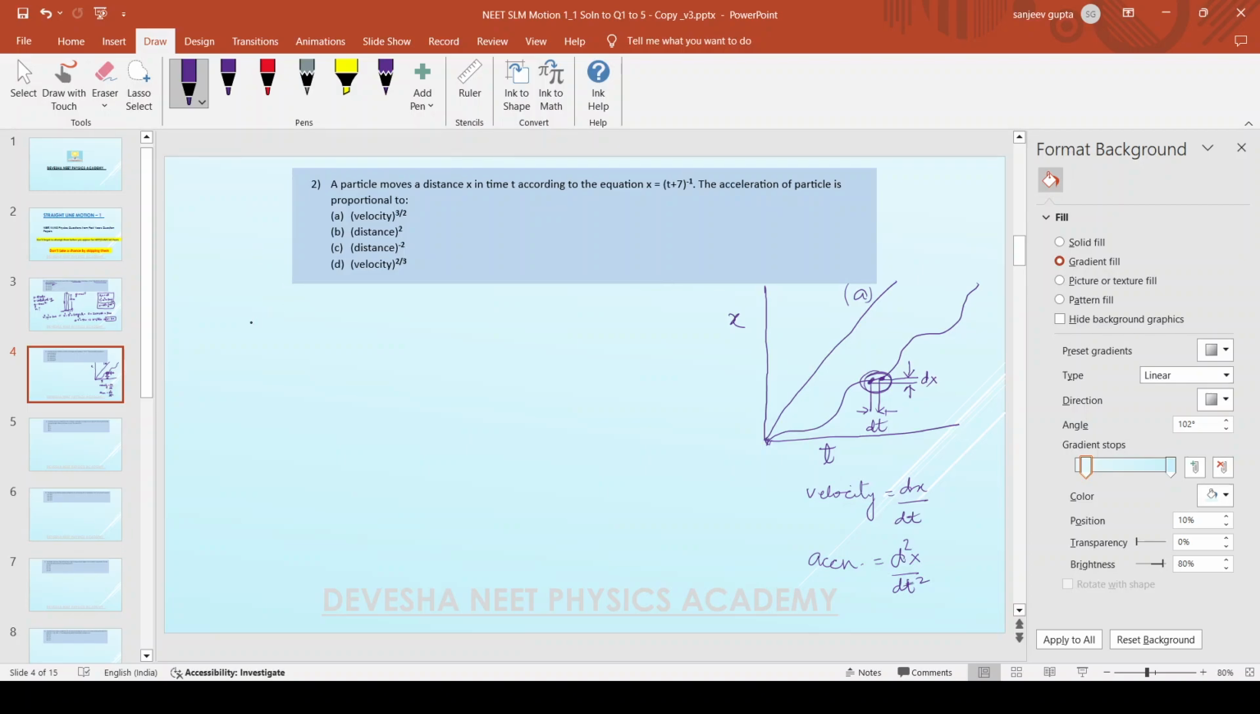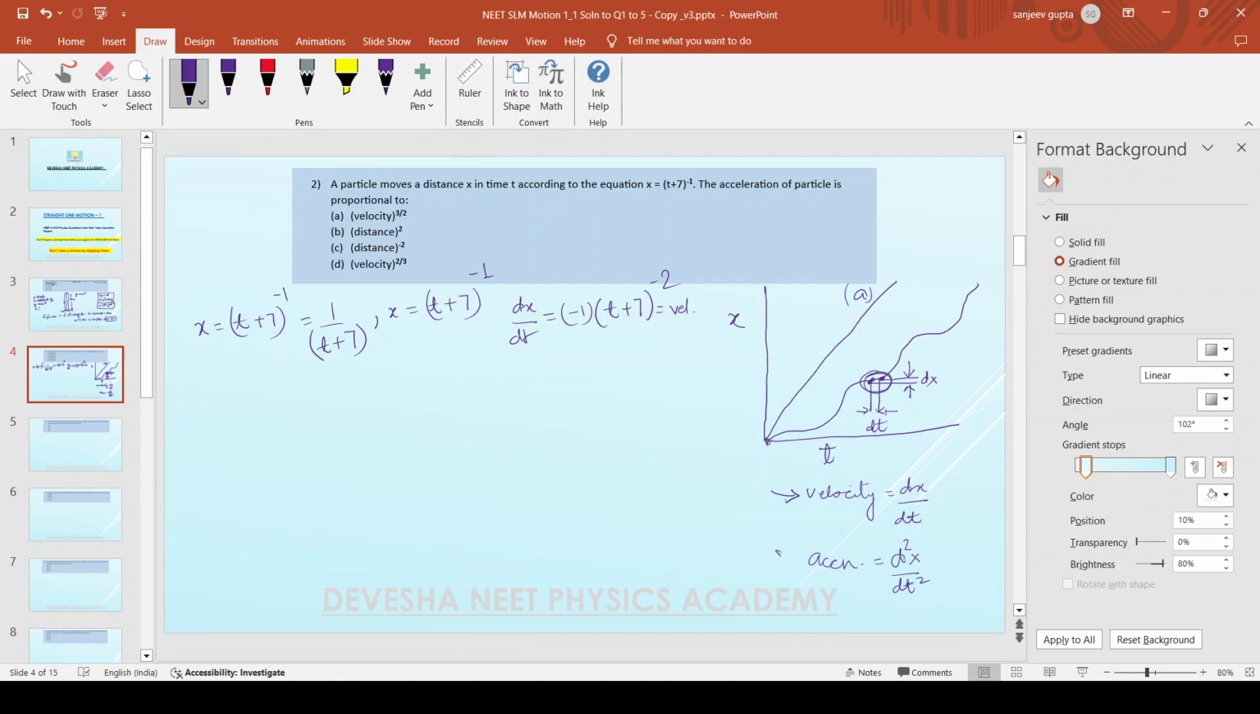Coming back to the problem here, what is given is that x is equal to (t+7)^-1. Just to let you know, (t+7)^-1 is nothing but 1 by (t+7). So now if x is equal to (t+7)^-1, what will be the first differentiation, dx by dt? dx by dt is equal to -1 into (t+7)^-2. This is nothing but the velocity, as we mentioned at the bottom. The velocity is nothing but dx by dt.